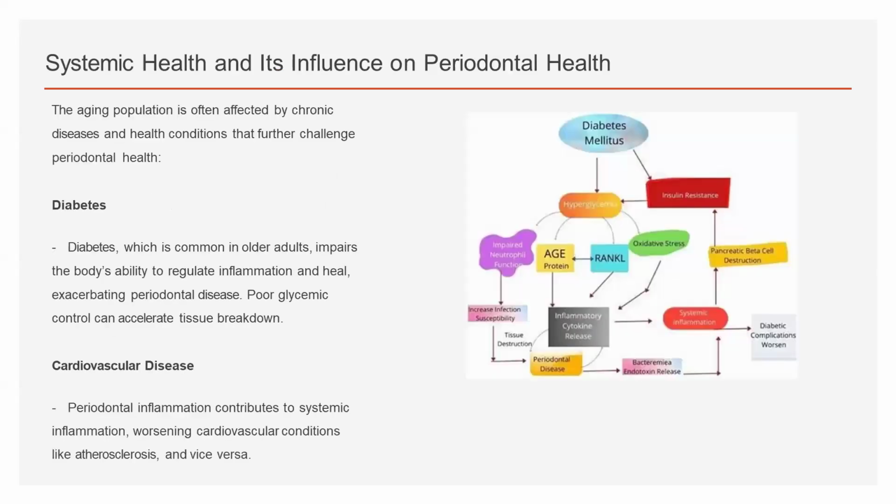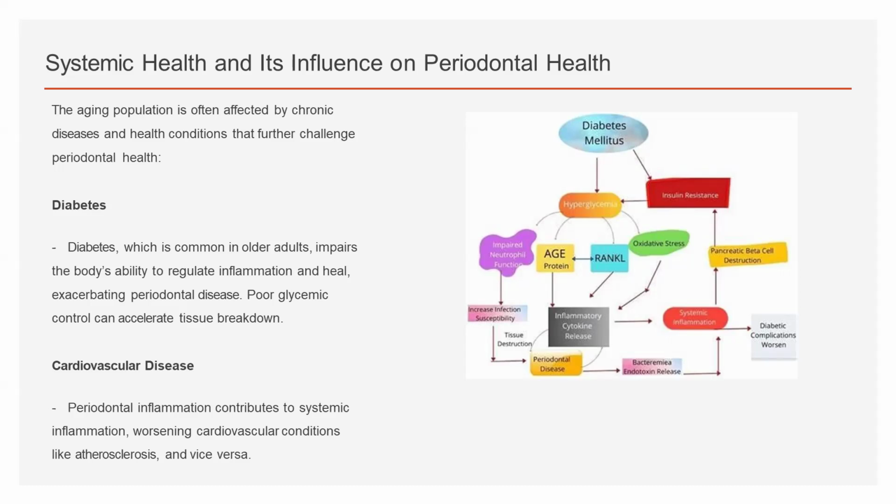Systemic health and its influence on periodontal health. The aging population is often affected by chronic diseases and health conditions that further challenge periodontal health. The most common systemic condition that affects periodontal health is diabetes. Diabetes, which is common in older adults, impairs the body's ability to regulate inflammation and the healing process, which exaggerates periodontal disease. Poor glycemic control can also accelerate tissue breakdown.